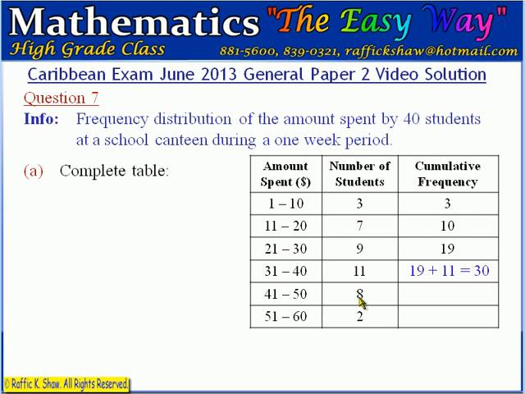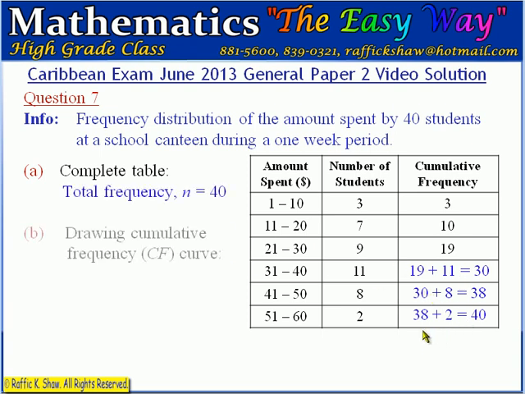And then we add 8 more to find the number of students who spent less than or equal to $50, and so that's 38. And then we add the remaining 2 students from this group to see the total number of students who spent less than or equal to $60. And that's the completed cumulative frequency table. And our total frequency is 40. There are 40 students in the survey.